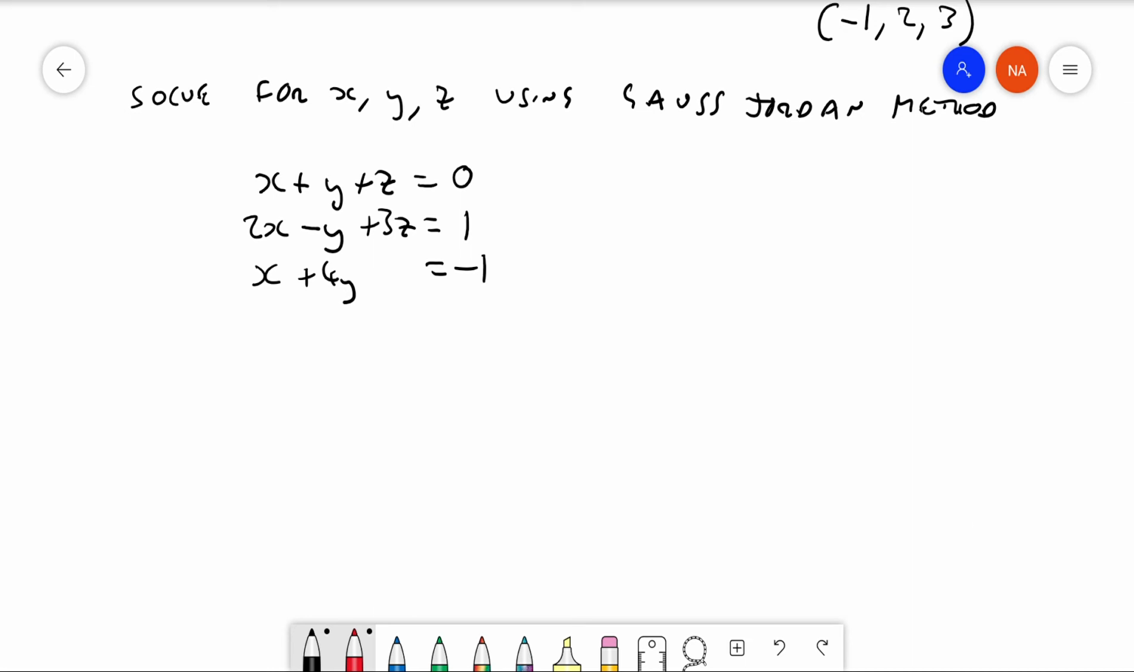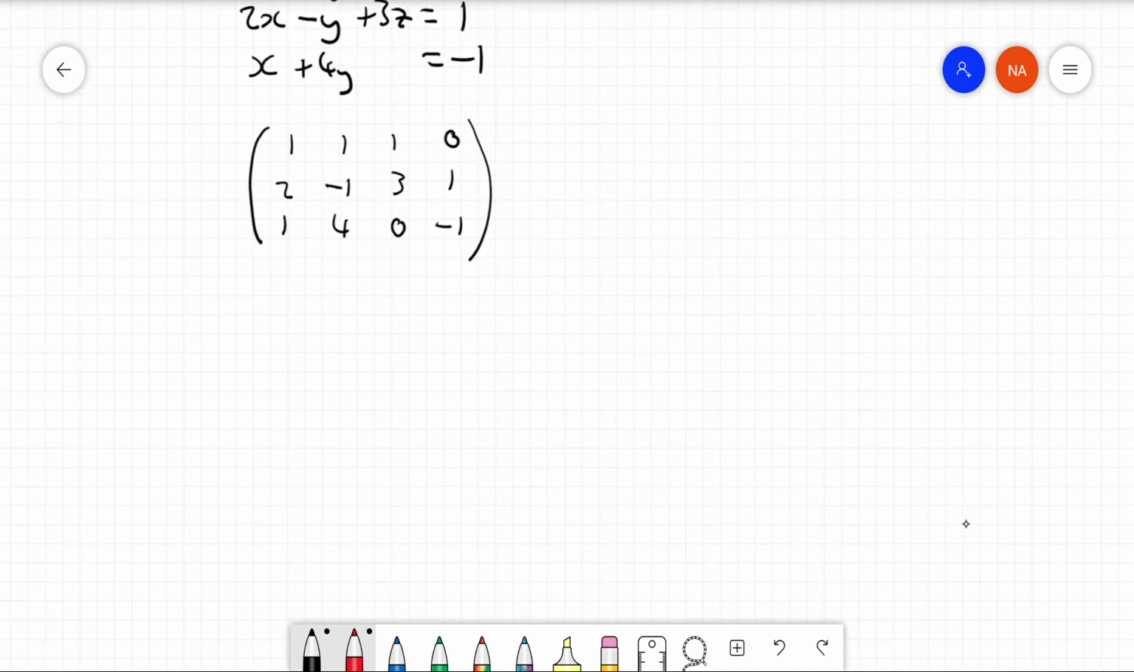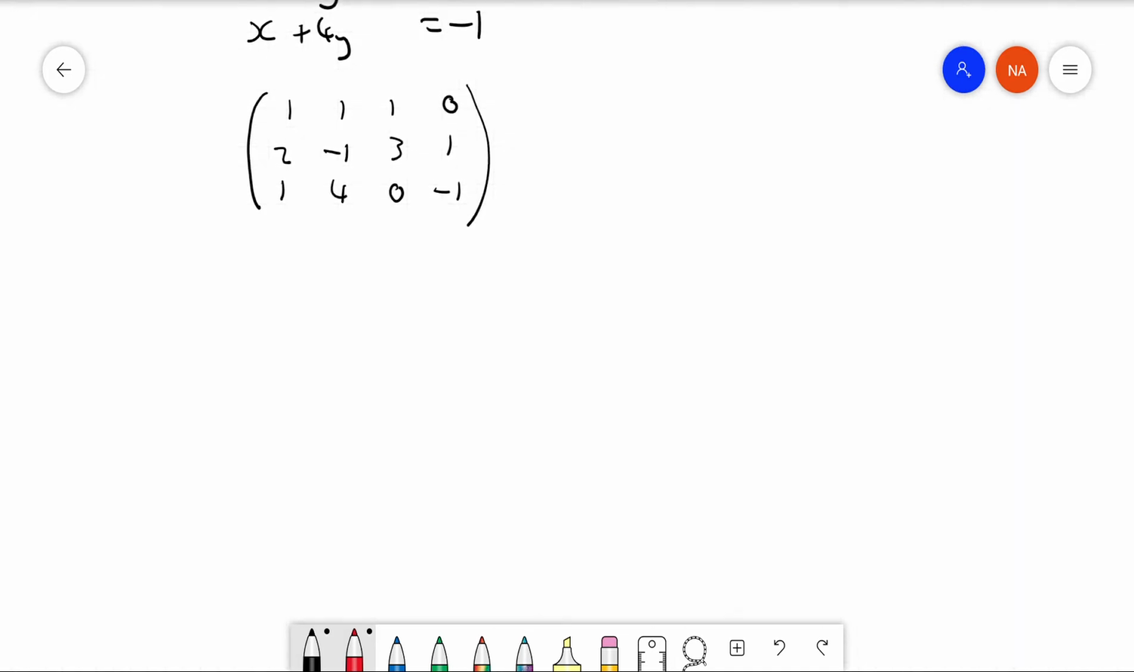Okay, first thing, we will get the augmented matrix going, and that looks like this: 1, 1, 1, 0, 2, negative 1, 3, 1, 1, 4, 0, negative 1. And we will start to do things to it. Once again, the first thing we do is we want a 1 in the top left, and we've got a 1 in the top left, so we don't have to do anything with that. Then next, we want to get ourselves zeros here. So that's what I shall do first.